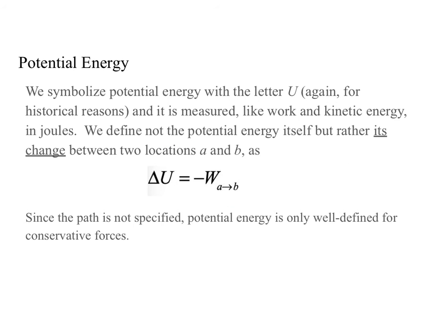We symbolize potential energy with the letter U, just for historical reasons, and it's measured like work and kinetic energy in joules. We end up defining not the potential energy itself, but rather its change between two locations, by saying that the potential energy difference between 2 points is minus the work done going between those 2 points. Since the path is not specified, the potential energy is only well defined for conservative forces. In other words, we need the work to be path independent, so we can just say there is a change.